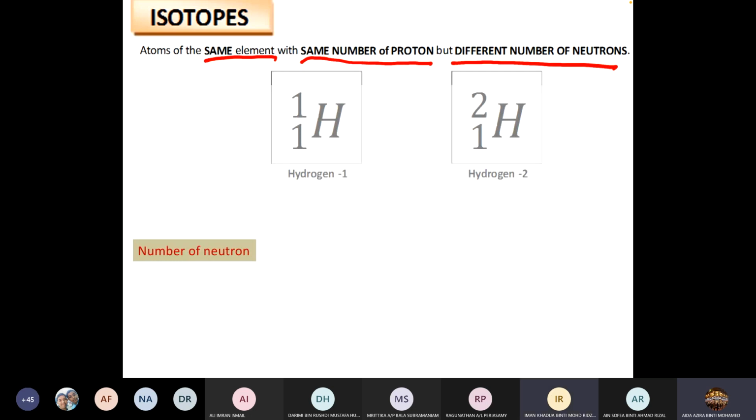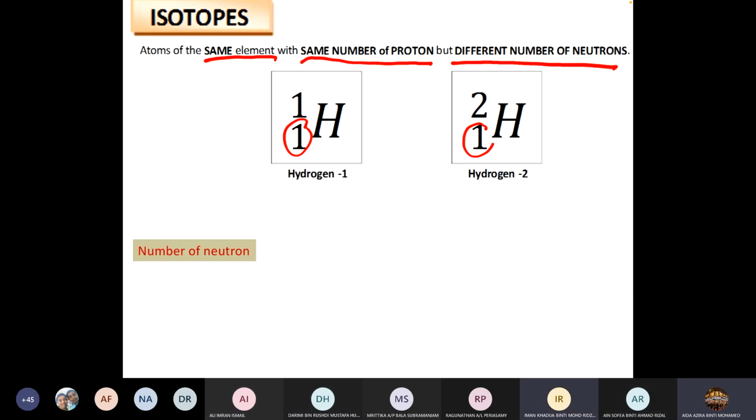Okay, so korang tengok dia punya standard representation. Adakah elemen dia sama? Sama. Apakah elemen dia? Both are hydrogen. Very good. And then check yang kedua. Do they have same proton number? Yes. Both has how many proton number? 1.